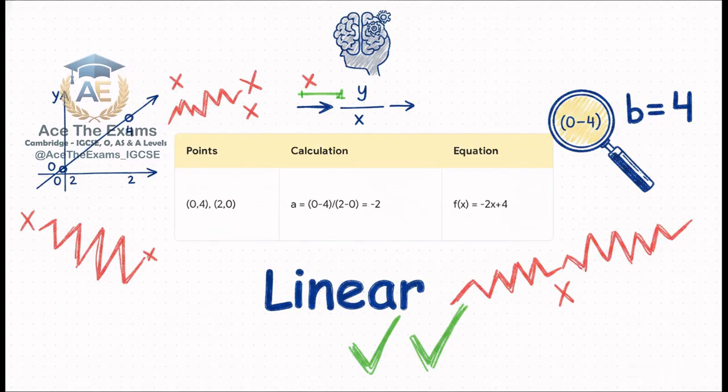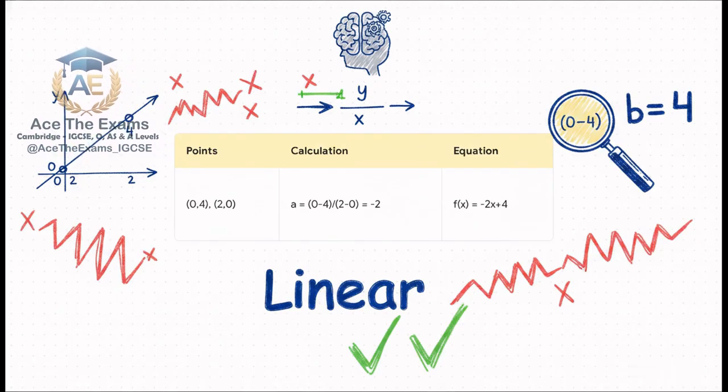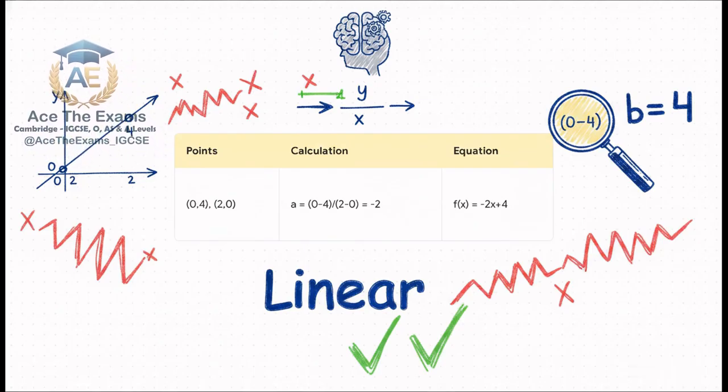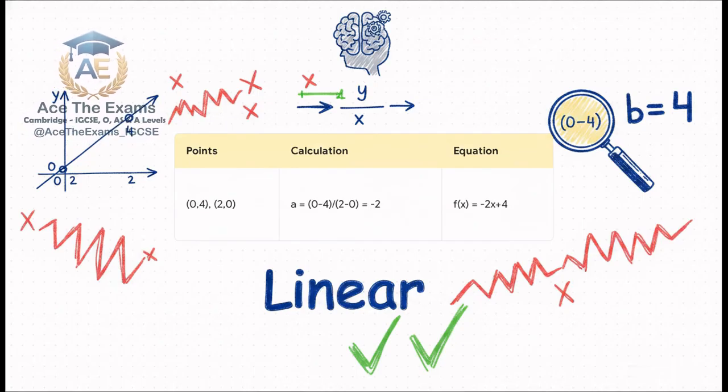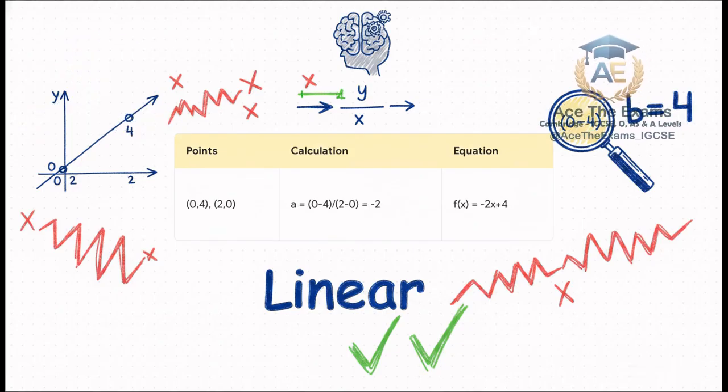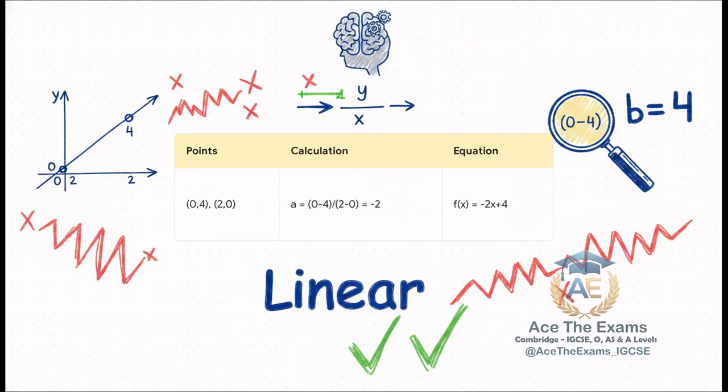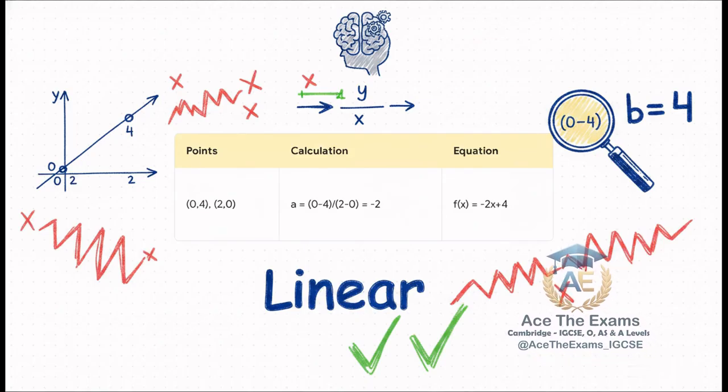So, step 1, the form is definitively ax plus b. Step 2, extract our clues. The graph gives us (0, 4) and (2, 0). Step 3, we calculate. The gradient a is just the change in y over the change in x. So, 0 minus 4 divided by 2 minus 0. That gives us negative 4 over 2, which equals negative 2.